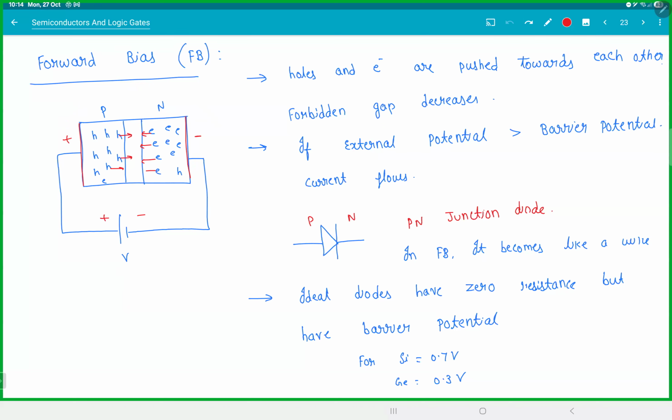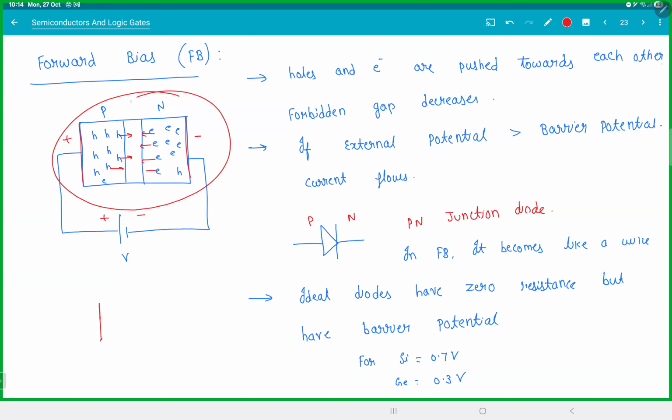Making sense? If I give a positive voltage to p-type and negative voltage to n-type, electrons will get pushed to the left. Holes will be pushed to the right. They'll start mixing up. If your external potential becomes greater than the barrier potential, the gap will simply close and the current will start flowing. So if I give a little voltage, I can make this thing like a wire. So this is the symbol for this thing.